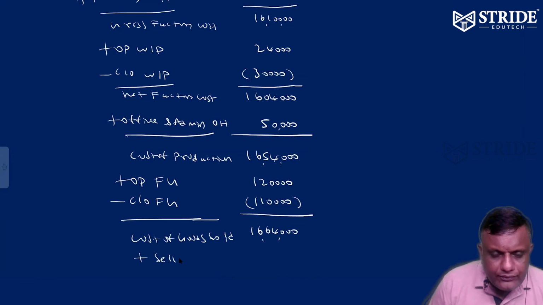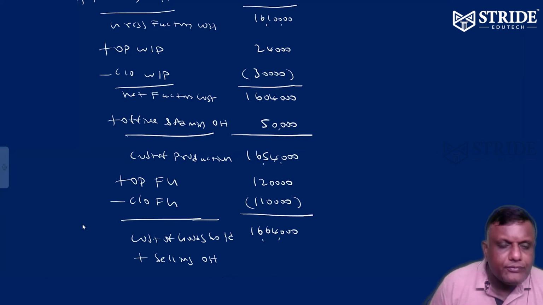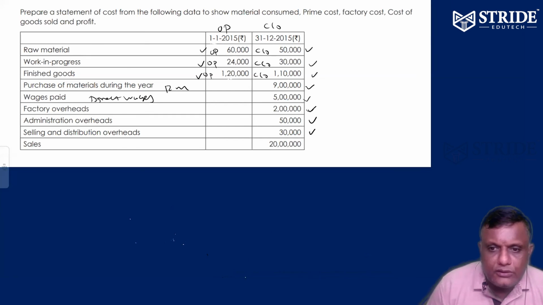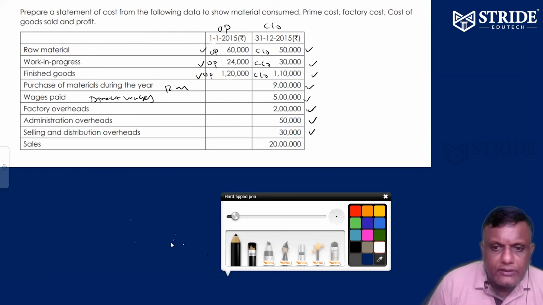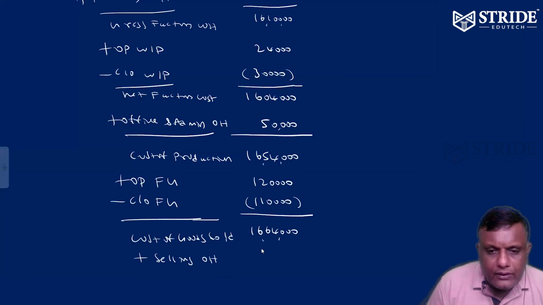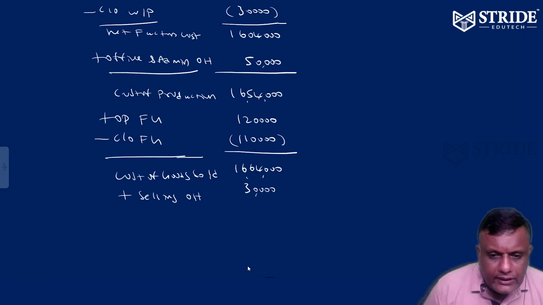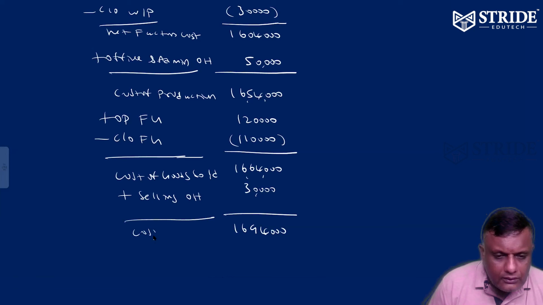With this COGS, add selling and distribution overheads. Selling and distribution overheads are 30,000. Please add. So you will be getting 16,64 plus 30, so 16,94,000. That's it. It is called cost of sale.